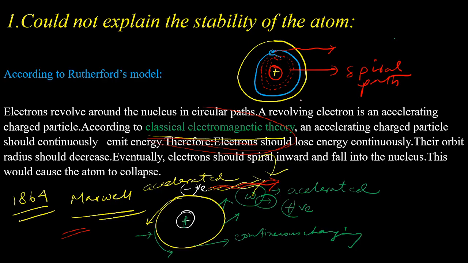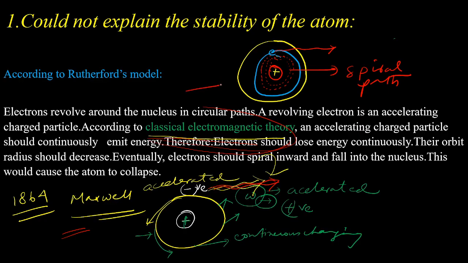That means if all the electrons within the atom fall on the nucleus, there will be no electron left in the orbit to rotate around the nucleus. Right? So how will an atom be stable? If all the electrons within the atom fall on the nucleus, the atom will collapse. The atom will be unstable, right?